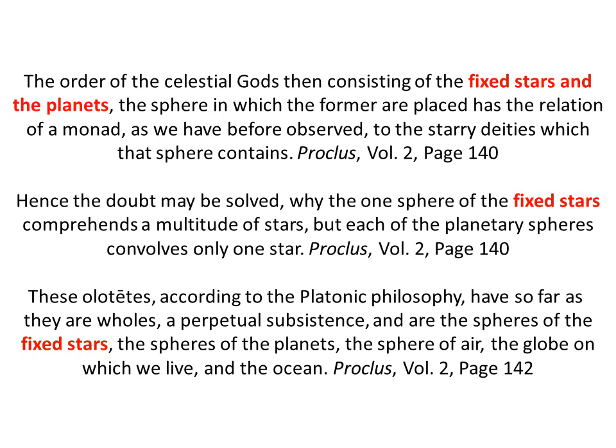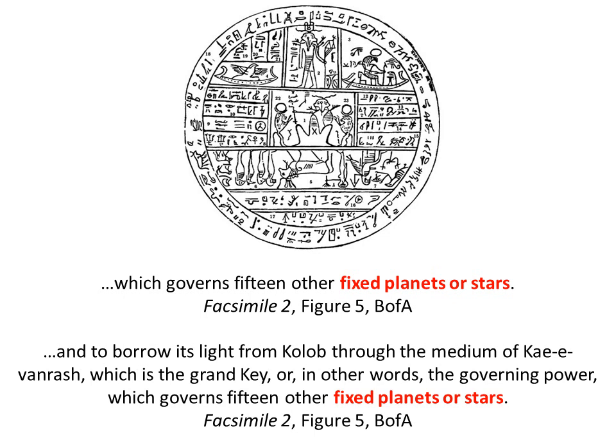And then the last one: "These allotments, according to the Platonic philosophy, have, so far as they are wholes, a perpetual subsistence, and are the spheres of the fixed stars, the spheres of the planets." So you can read the rest of those and kind of study these, and we'll see how they compare to the Book of Abraham. Okay, these are from facsimile 2, figure 5.